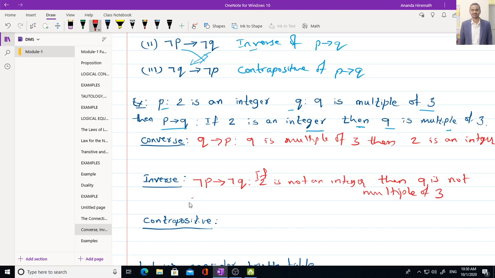And what is contrapositive? Contrapositive is nothing but not Q, then not P. How can I write this statement? Not Q means 9 is not multiple of 3. So if 9 is not multiple of 3, then not P. Not P means 2 is not an integer. Then 2 is not an integer. So this is how we can write the converse, inverse and contrapositive of a given conditional.